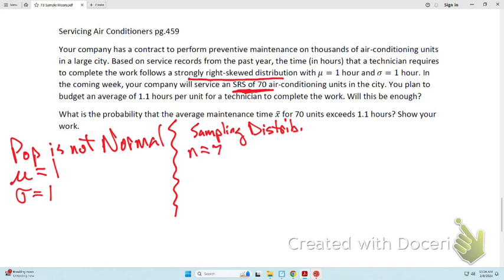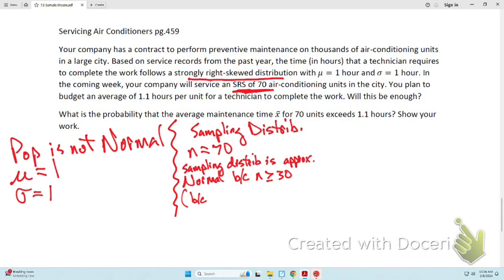N is 70. That's larger than the magic number 30 that you just saw. So we know that sampling distribution is approximately normal because n is large. You could elaborate and say because of the central limit theorem, but I don't think that's important. It's important to know, be aware of the theorem, but I don't think you necessarily have to quote it right here.